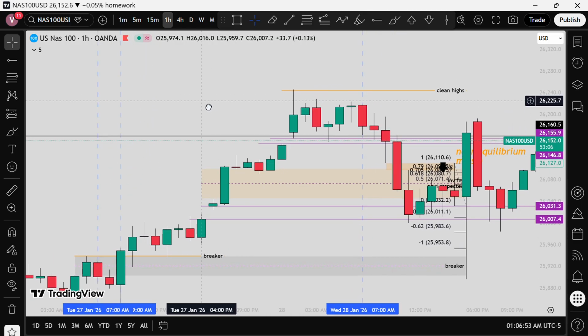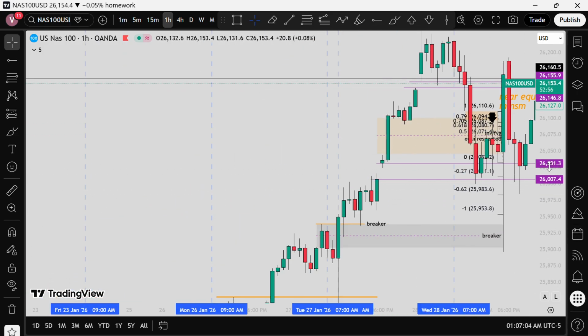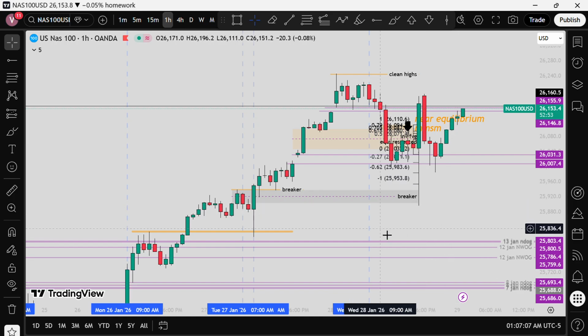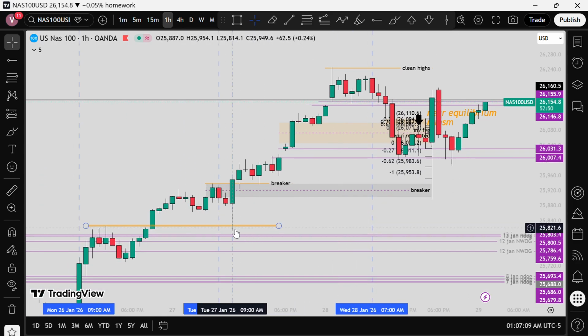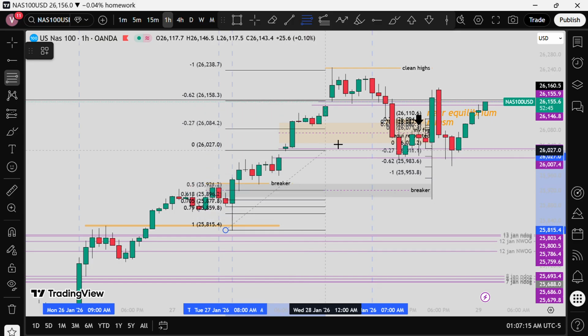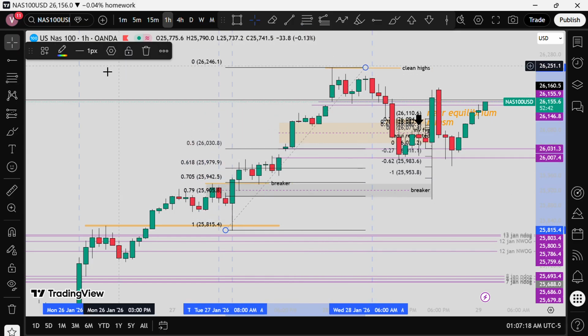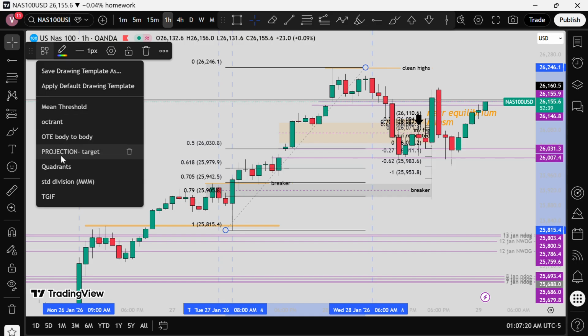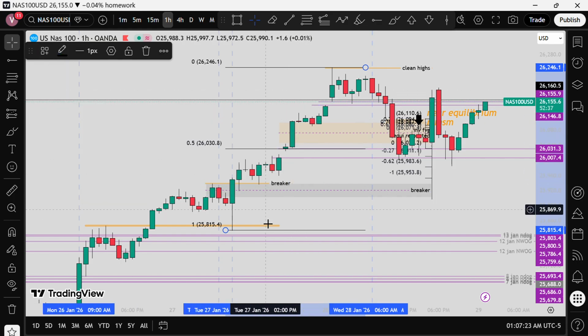If you notice, price made these clean highs again here. If you zoom out a bit, then you will see this is the range of price from here to here. This is the range, and price was hovering around the equilibrium of the range that it was in.